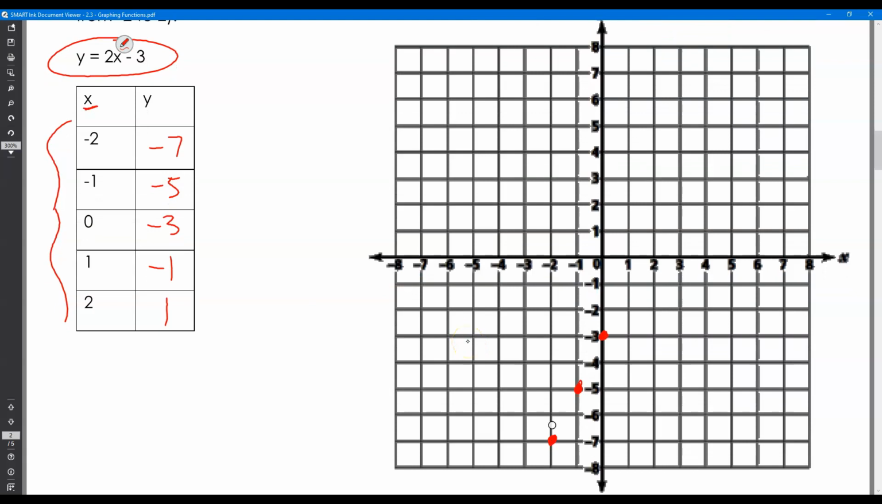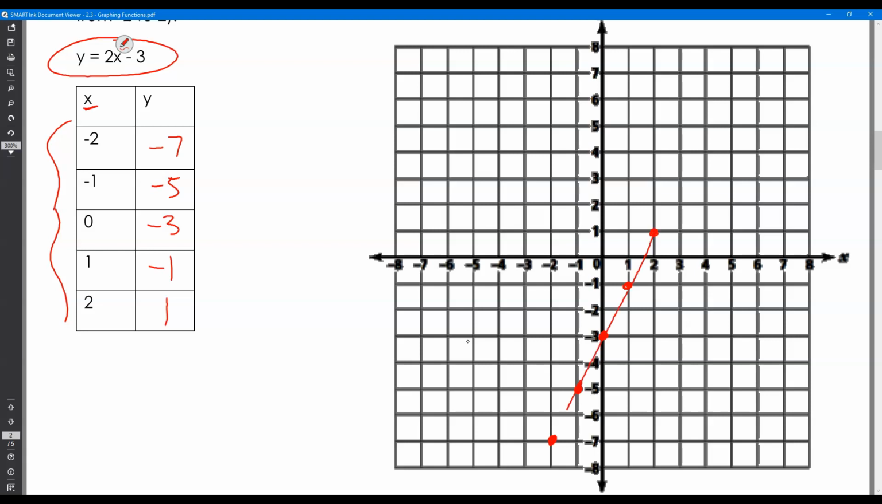You might start to notice a pattern happening. Your pattern is you're going up 2 and over 1, and up 2 and over 1, and up 2 and over 1. And guess what? At 1, it's -1. Up 2 and over 1, and at 2, it's 1.